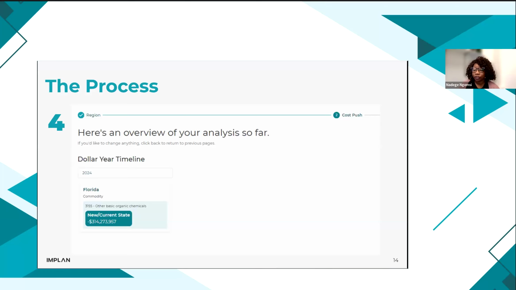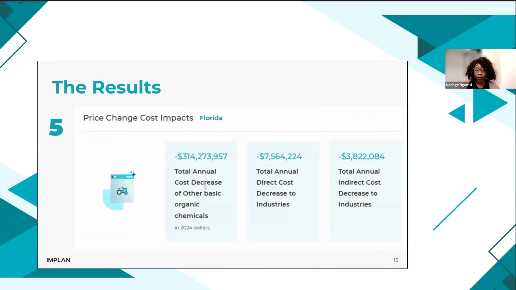And this is just, again, the overview slide. It tells us exactly what our dollar year is, what region we selected, Florida, and what our commodity is. So we see that it's 3155, other basic organic chemicals. Okay. And here is our results slide. So we'll see here that IMPLAN will give us the price change cost impacts.